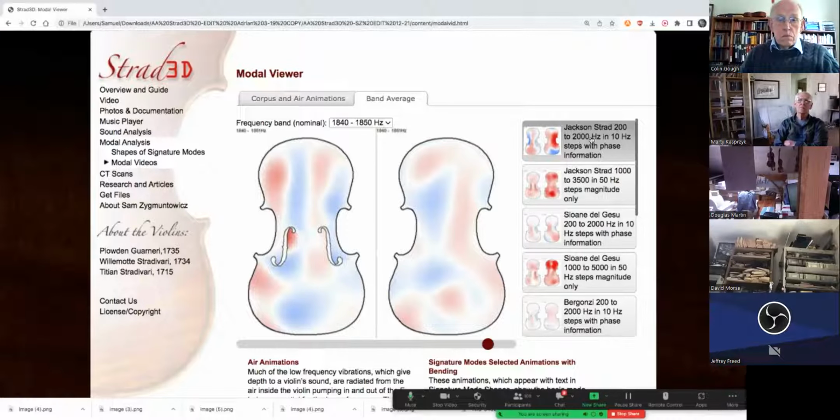What we're looking at is 200 to 2,000. We're going to take the same fiddle and go 1,000 to 3,500.